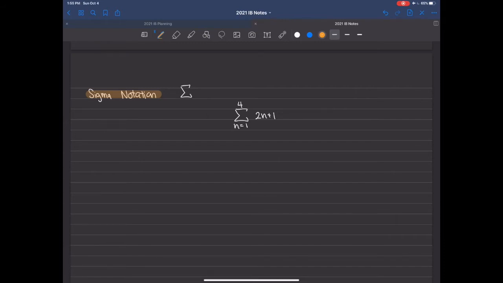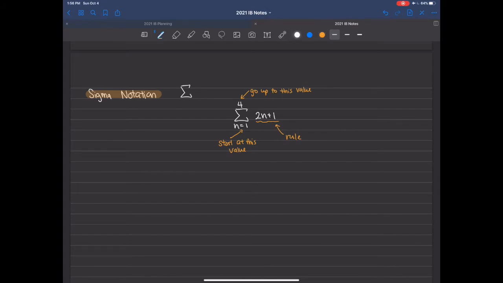It tells us that we want to start at this value. So we want our variable n to start at 1. And we want it to go up to this value. So n is going to start at 1, it's going to go to 2, it's going to go to 3, and when it hits 4, we're going to use the 4 and then we're going to stop. And this equation is the rule that we are going to follow for each of those sums.